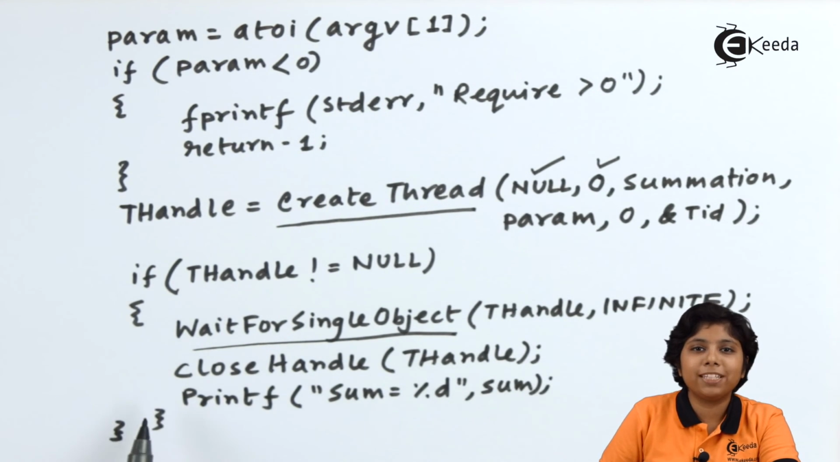Now, after closing the handle of the created thread using the CloseHandle function, the main thread, the main function, outputs the value of the sum which the Summation function has computed. In this way, the Windows API can create and manage threads using all these functions.